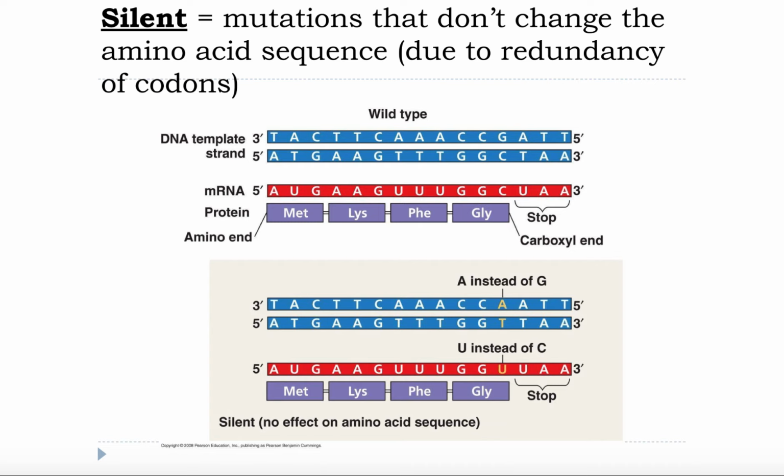And then finally we have silent mutations. Mutations that don't change the amino acid sequence due to the redundancy of the codon, due to the fact that some codons create the same amino acid. So in this instance here, if this C over here switches to a U in a substitution, I still have glycine. So you're not going to have any alteration in what the organism looks like or how their proteins are, because there was no change in the protein. And that's it. That's a silent mutation.